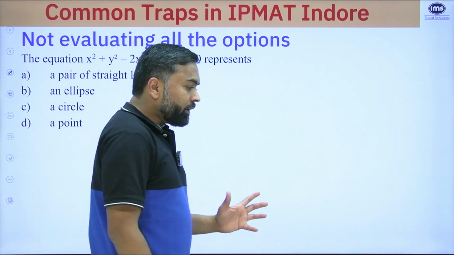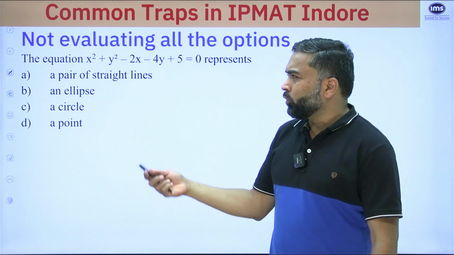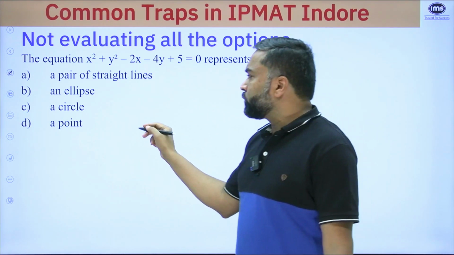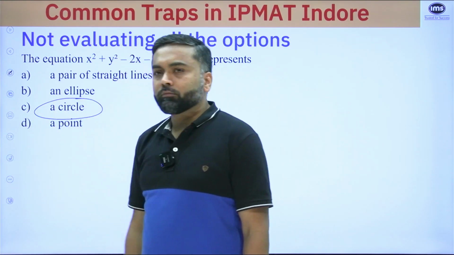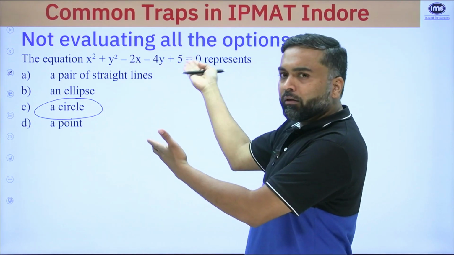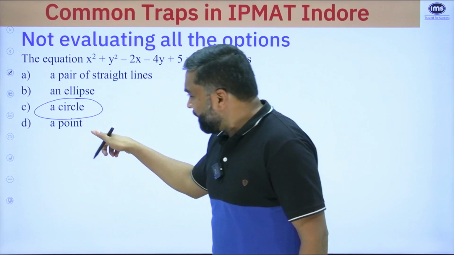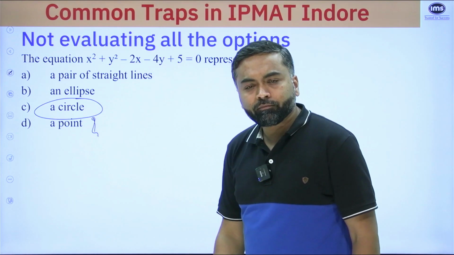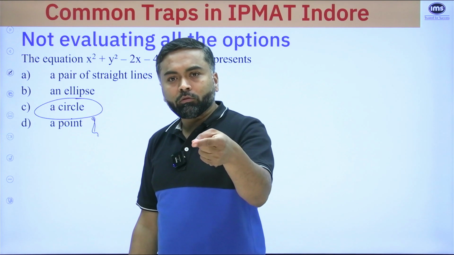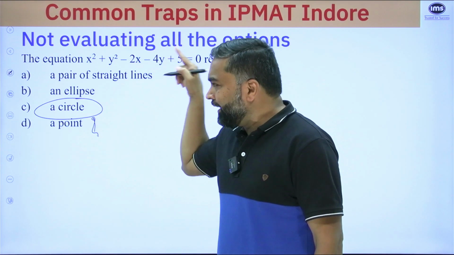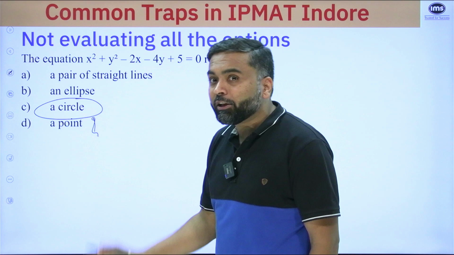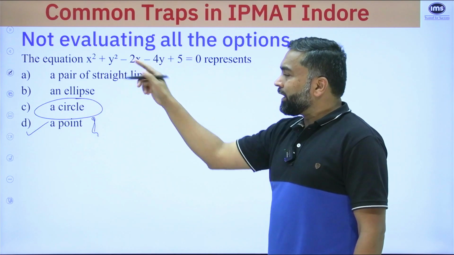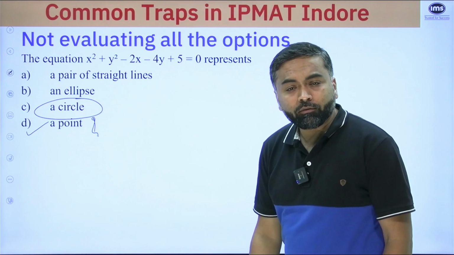One of my favorites. Why? Not very difficult. What does the equation represent? A lot of students will mark circle because it looks like a circle. But isn't a point a circle? Is the point a circle? It's a circle with radius 0. So a lot of students in a hurry mark circle and get -1. The actual answer is point, because the radius turns out to be 0 here.